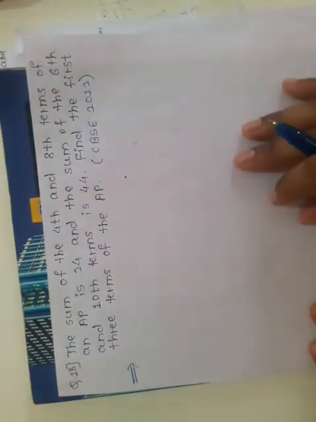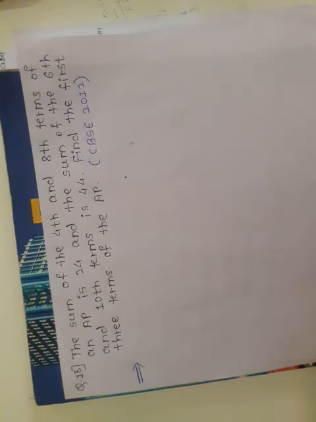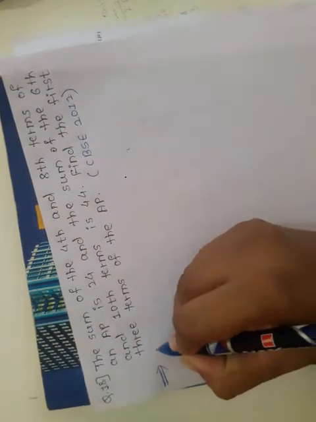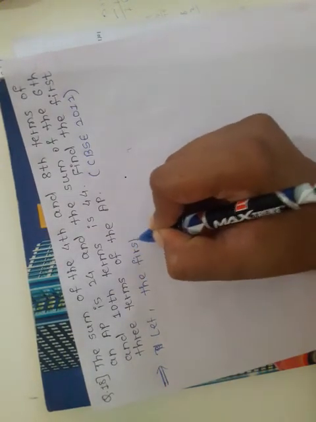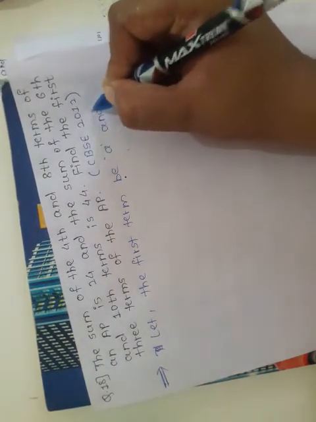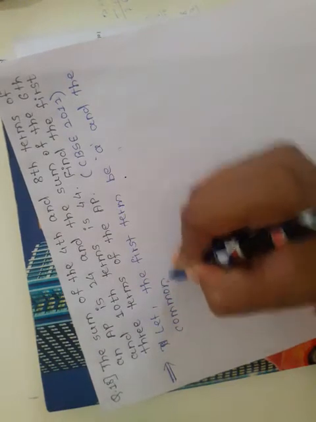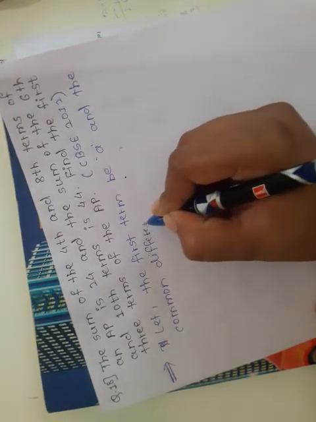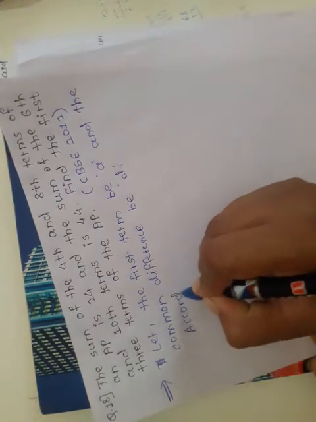So what is the condition then? The sum of fourth and eighth term of the given AP, but a and d are not given to us, so suppose them as a and d first. So write down: let the first term be small a, and the common difference be small d. So first term be a and common difference be d.